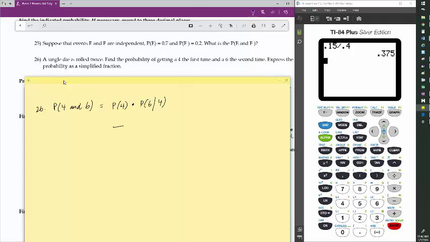However, we're just rolling the die twice, so the second event is independent. The probability of getting a 4 the first time is 1 out of 6, and no matter what we rolled the first time, the probability of getting a 6 is still 1 out of 6. There's one 6 on the die, no matter what was rolled before. So that 4 doesn't matter to us. 1 out of 6 ways to get a 4 first, 1 out of 6 ways to get a 6 second. That's 1 out of 36.